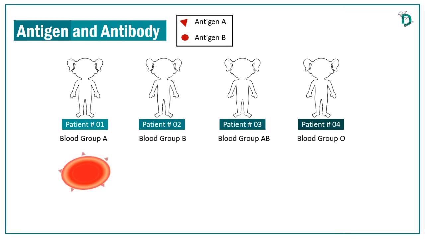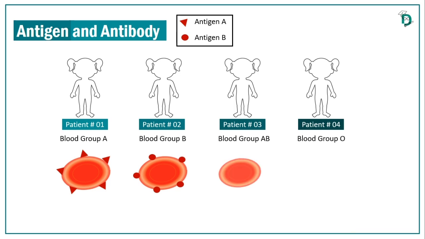So RBCs of patient number 1 of blood group A contains triangular antigens, means antigen A. RBCs of patient number 2 of blood group B contains circular antigen, means antigen B. So it means if I am saying that patient's blood group is A, it is just because of antigen A present in that person. Similarly, if patient's blood group is B, it is just because of antigen B present in the RBCs of that person.